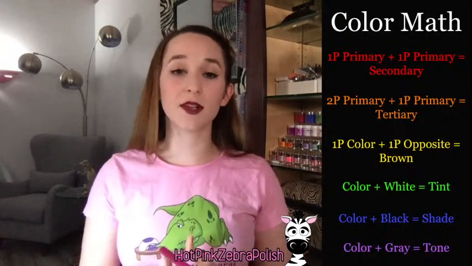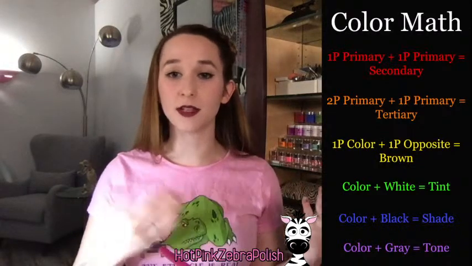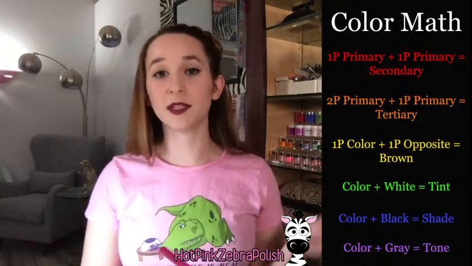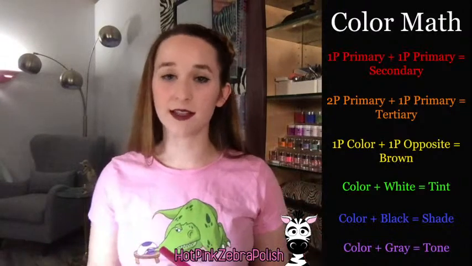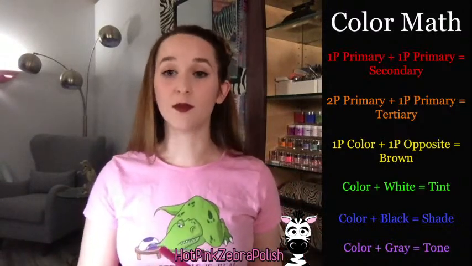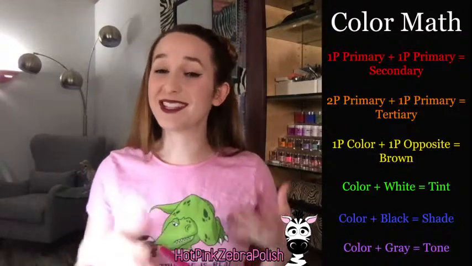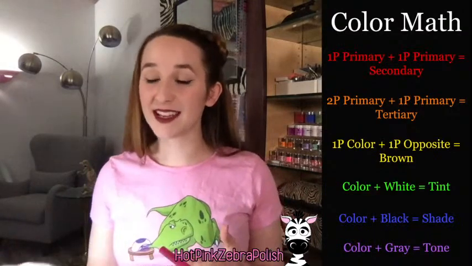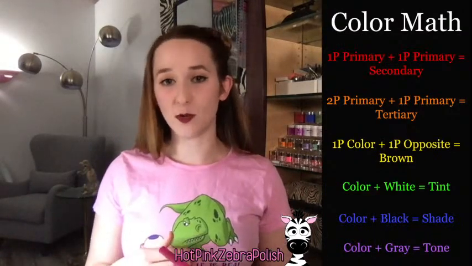So now the next ones are pretty basic. A color plus white equals a tint. So if you need something to be more pastel, more lighter, add white. A color plus black equals a shade. If you need something to be darker, add in black. And then a color plus gray equals a tone.